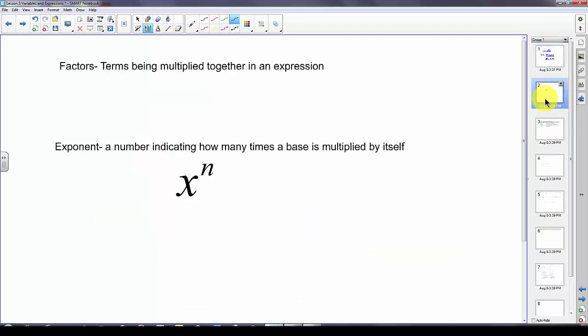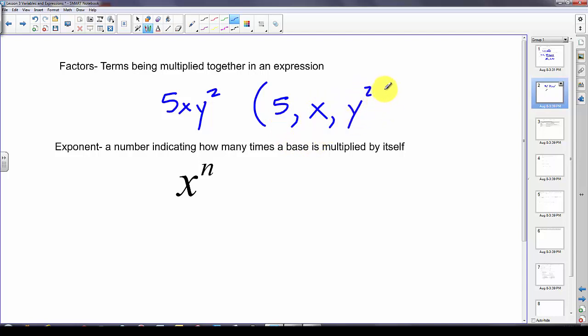So if we talk about factors in terms of being items being multiplied together in an expression, something like this, 5xy squared. 5 is a factor. x is a factor. y squared is a factor of this term here because they are specific items within the multiplied term.